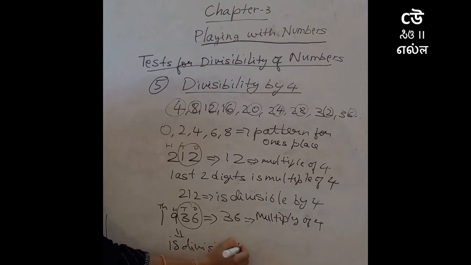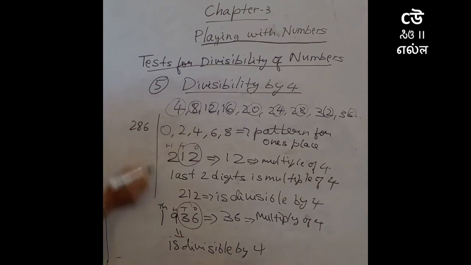Okay. So, by seeing the last two digits, if that last two digit value is a multiple of 4, then you will tell that the given number is divisible by 4. If the last two digits are not a multiple of 4, you can tell that it's not divisible by 4. Okay. So if you have another number, for example, 286. Here you have ones, tens and hundreds. Okay. So here you have to see the ones and tens place number.